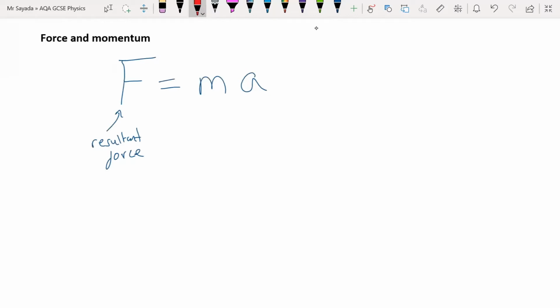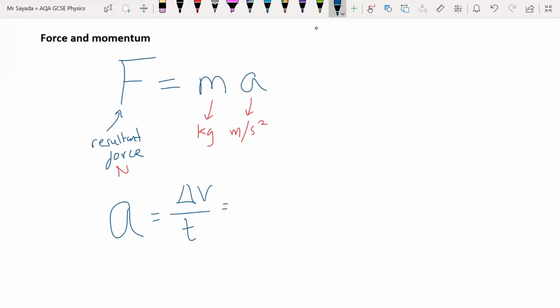Meters per second squared. The other equation which we're going to use is the equation for acceleration. So acceleration is change in velocity over time, or final velocity minus initial velocity over time. What are the units of acceleration? Meters per second squared. What are the units of time? Seconds. And what are the units of initial and final velocity?